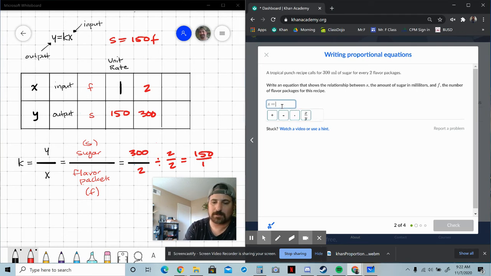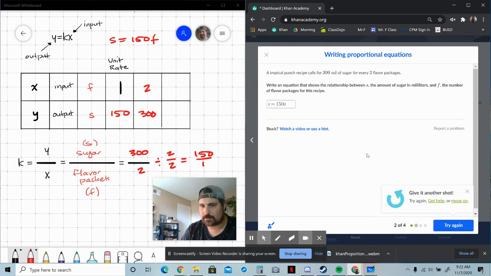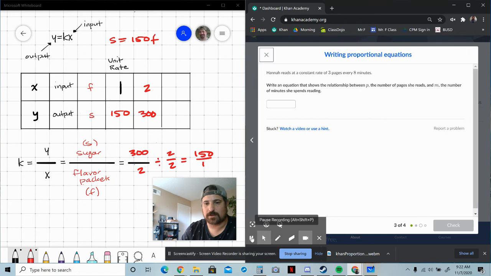So S equals 150 times S. Oh, I forgot to put the F, I put the S instead. All right, so S equals 150 times F. And that's right. So just be careful when you input it. You get the answer. All right, the next one I got, I'll set this up for you guys.